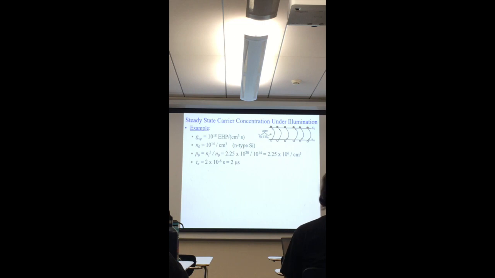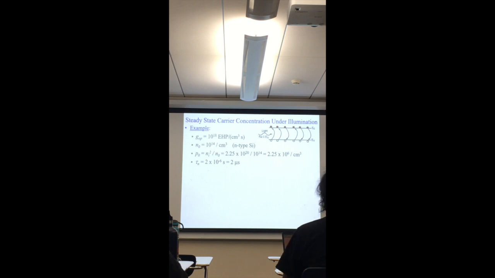So we have this, we know the optical generation rate, and we know the electron and hole concentration. And again, this N naught and P naught represent equilibrium carrier concentration. Here we have an electron concentration much higher than the hole concentration, so it's basically N-type. And it's silicon, so we can use the np product to determine the hole concentration.